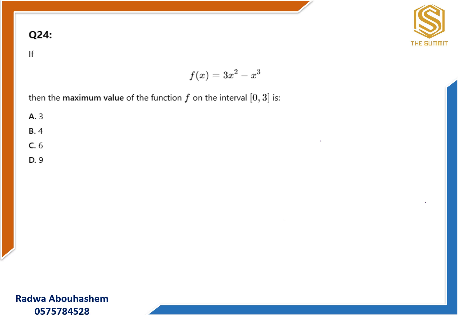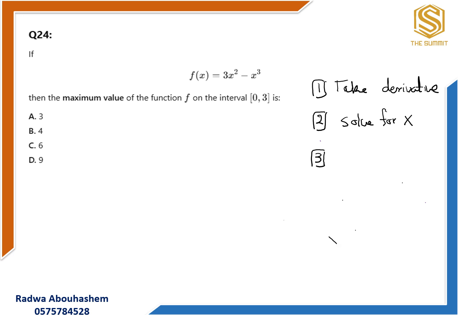The first step here is to take the derivative. Number 2, to solve for x. Number 3, substitute in the original function. Now, at the maximum and the minimum point, the derivative all the time would be 0.